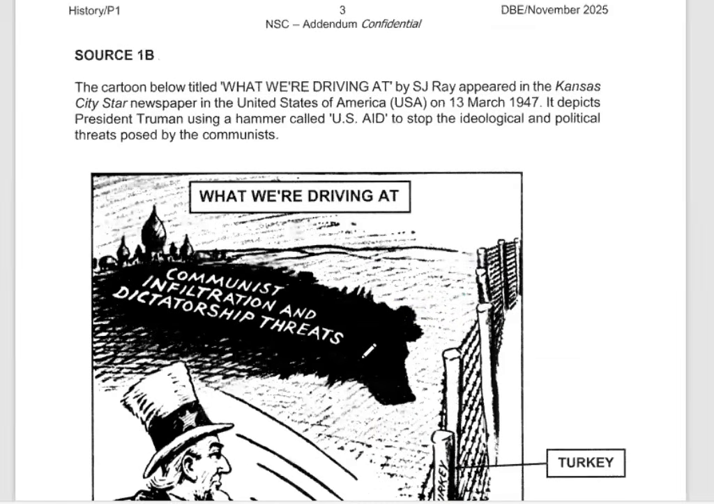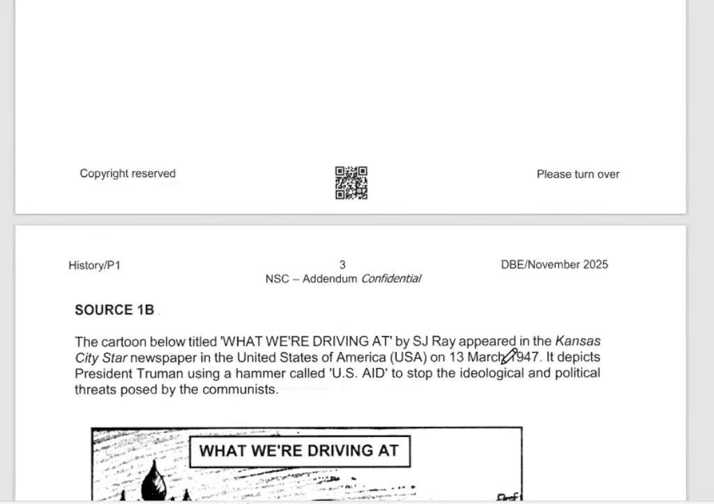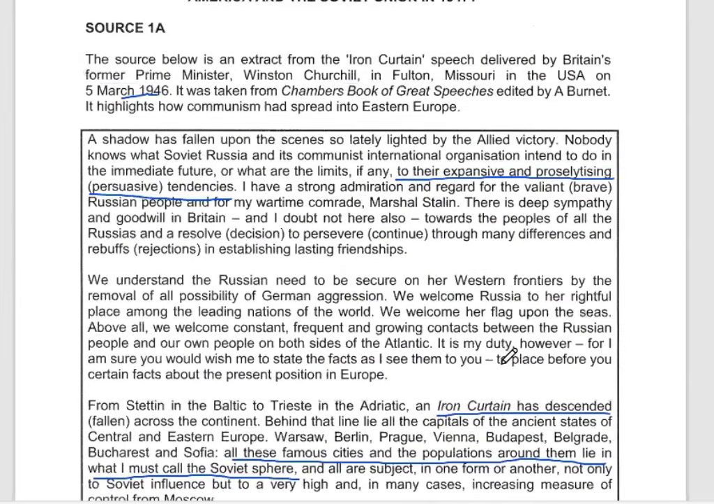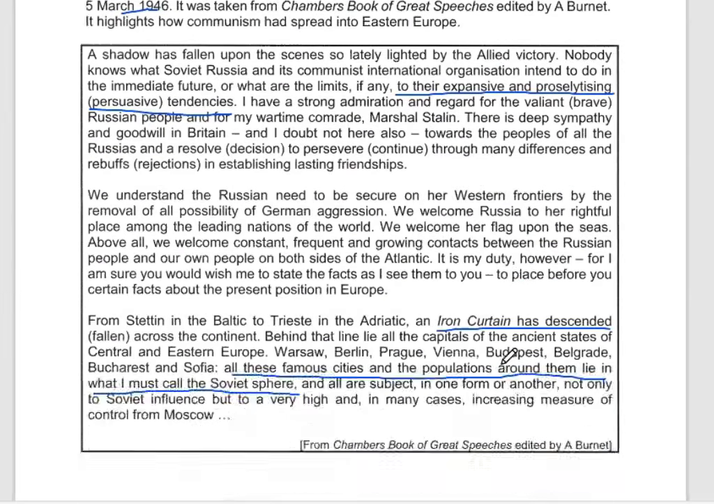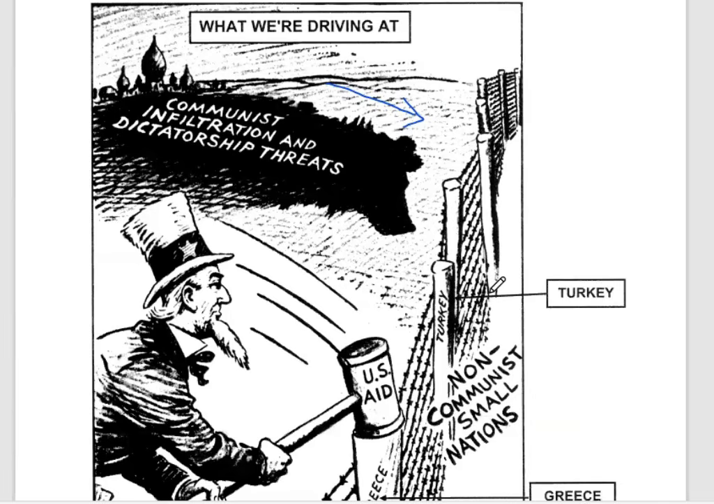The same is portrayed by Russia being shown as a wolf, which is expanding across Europe, driving across Europe at some target. So these two ideas are related. It's talking about expansive tendencies and persuasive tendencies, and Russia is portrayed as a wolf, advancing in some direction, trying to influence the non-communist nations.